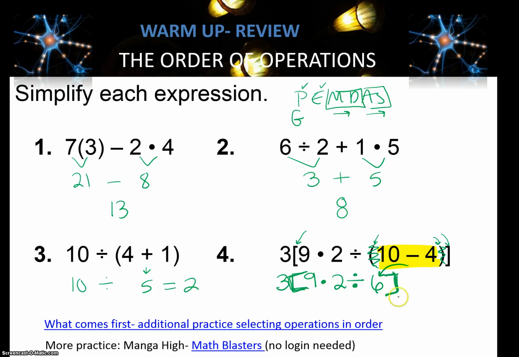I solve multiplication and division in order from left to right. So I'm going to rewrite this as 3 times 9 times 2, which gets you 18, divided by 6. And then I come down here because I ran out of room. 3 and 18 divided by 6 is 3. And when I have a grouping symbol next to another number, it means multiply. And 3 times 3 gets you the answer of 9.